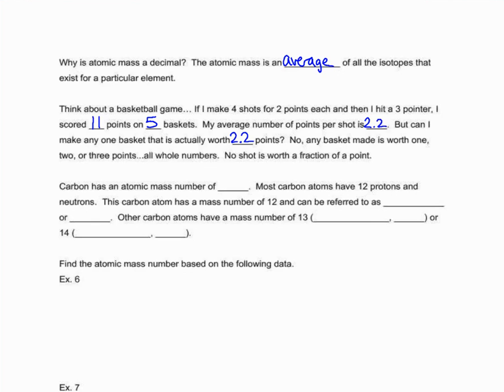So carbon has an atomic mass number of 12.011. Most carbon atoms have 12 protons and neutrons. This carbon has an atomic mass number of 12, and like we've seen before, we could call it carbon 12. Could be written as this. Other carbon atoms have a mass number of 13. So we call it carbon 13. You could use this symbol. Carbon 14.